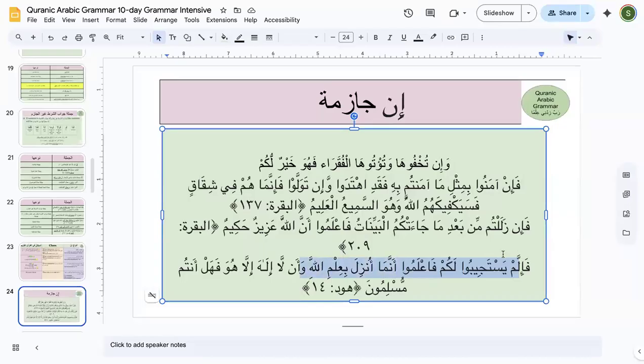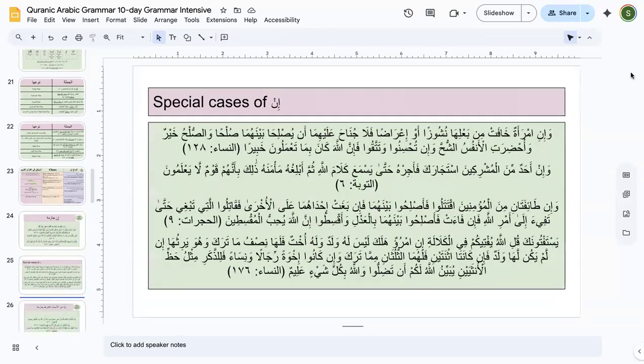So "in" again, you are seeing "in" followed by "lam yastajibu". Your jumla, your shart clause, is again a fi'l. It is a jumla fi'liya. Very good job. But what if you don't find a fi'l after it?